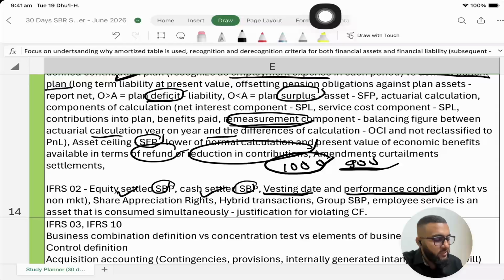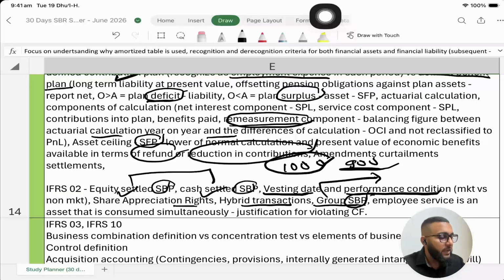Then the share appreciation rights. There could be hybrid transactions, hybrid meaning equity versus cash, so some equity, some cash. Then group share based payment: in terms of group accounting, how does share based payment impact? How is it split between pre-acquisition and post-acquisition? That is what you will have to master in terms of group share-based payment.